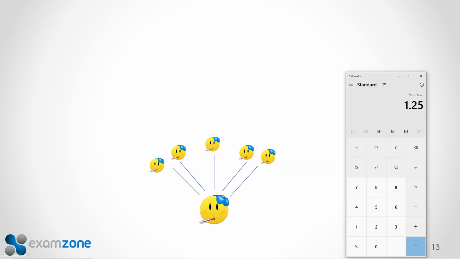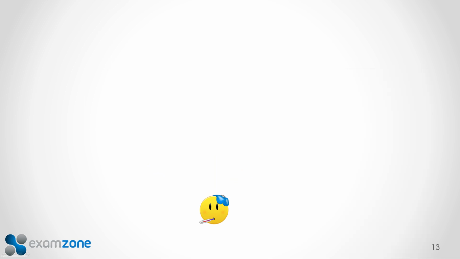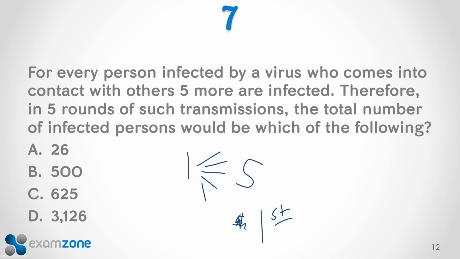So the first round is 1 infects 5. Second round is times 5. Third round is times 5. Fourth round is times 5. And the fifth round is times 5. 3,125. 3,126. Oh yeah, the first person is still infected. 3,126. You can see how that would go up pretty quickly though, to keep multiplying by 5.